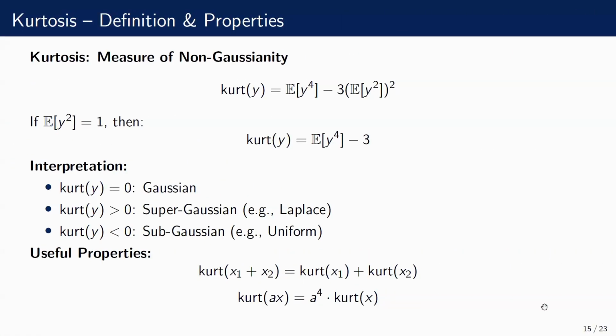Now, let's take a look at some measures of non-Gaussianity. One common measure is kurtosis. Kurtosis tells us about the tailedness of a distribution. If kurtosis is 0, the distribution is Gaussian. If it's greater than 0, the distribution is super-Gaussian and has heavy tails. If it's less than 0, it has lighter tails and the distribution is called sub-Gaussian.